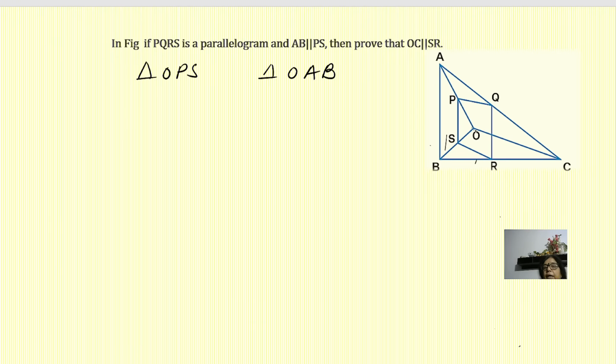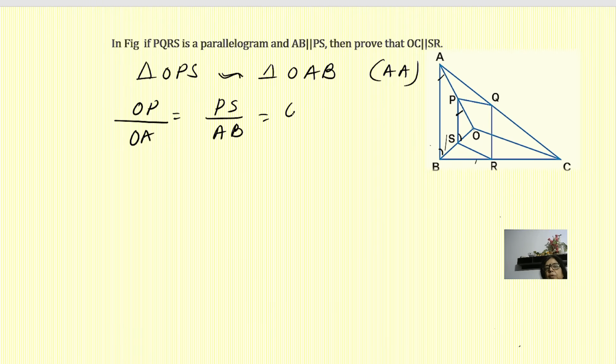Now these two triangles will become similar because this is parallel to this. These are the corresponding angles, so the angles become equal. Corresponding angles are equal, so they become similar by AA criteria. So we can write the proportionality relation of the sides: OP by OA is equal to PS by AB is equal to OS by OB. This is the proportionality relation.